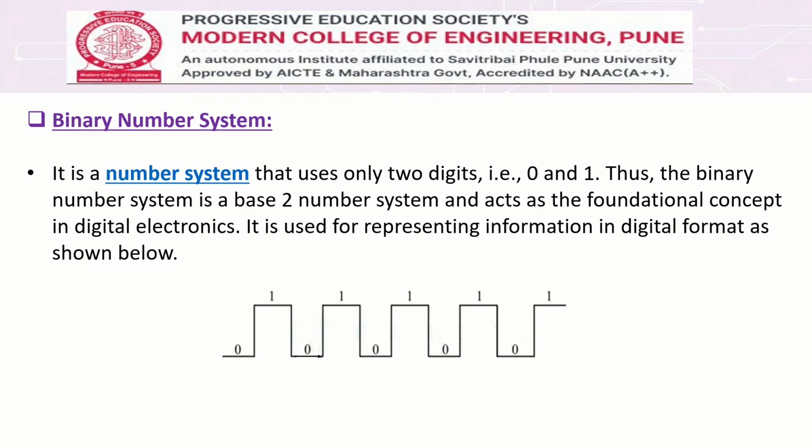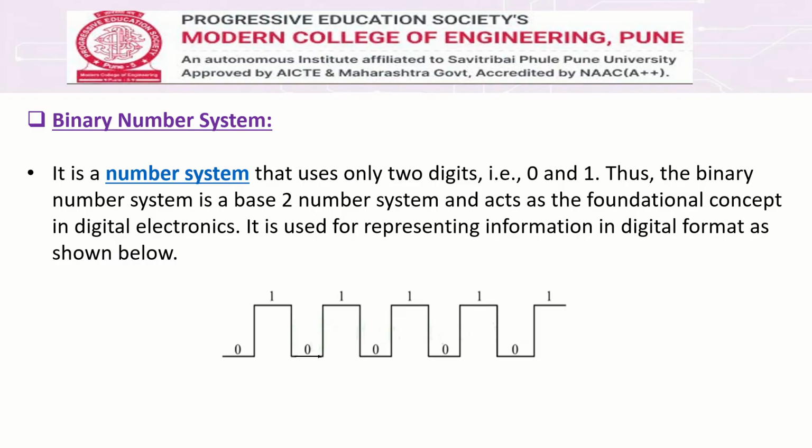The leftmost bit is known as the most significant bit, that is this one. This 0 is the MSB, the most significant bit, and the rightmost bit is known as the least significant bit, which is denoted as LSB. In the binary number system, a group of 4 bits is known as a nibble, and a group of 8 bits is known as a byte.